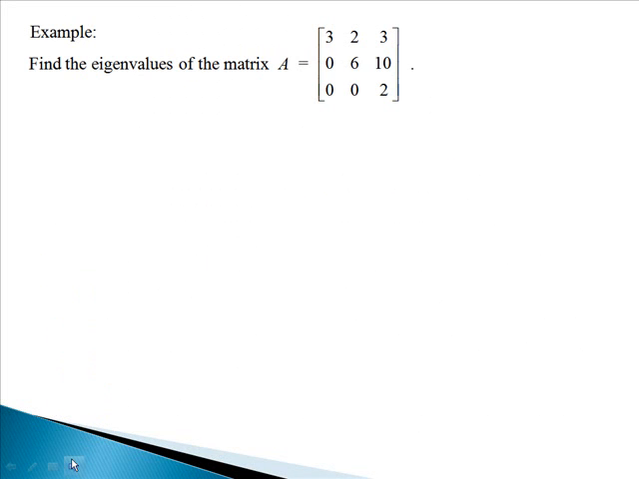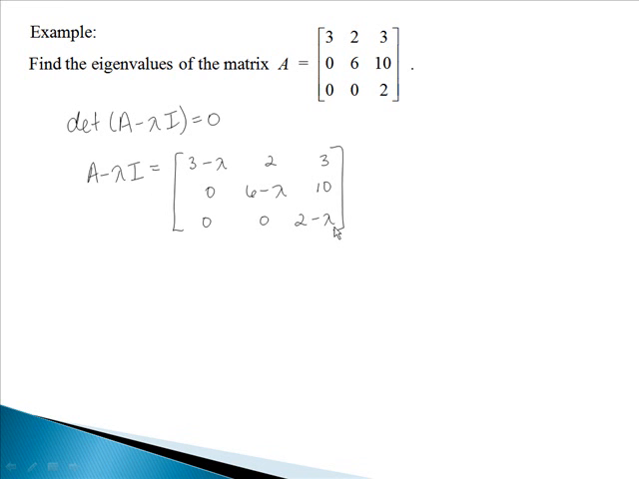So now let's look at an example. We want to find the eigenvalues of this matrix A given here. So remember that to find the eigenvalues, we set the determinant of A minus lambda I equal to 0, and we want to solve for it. So A minus lambda I is going to be equal to this matrix here.